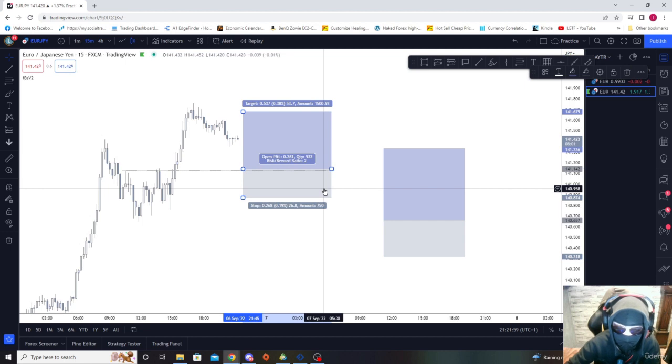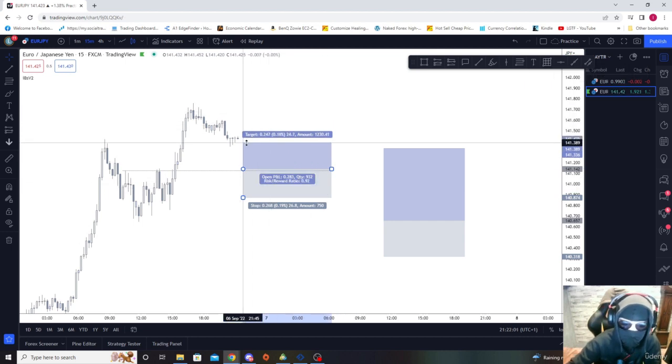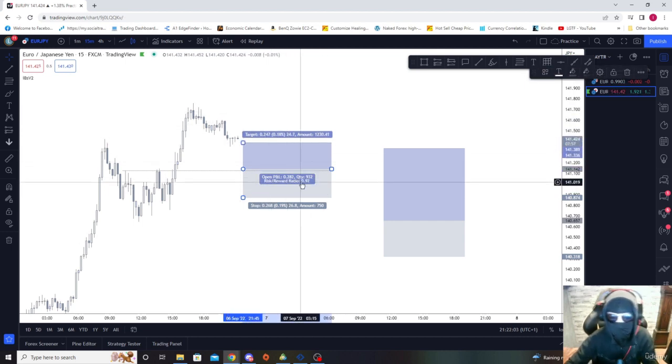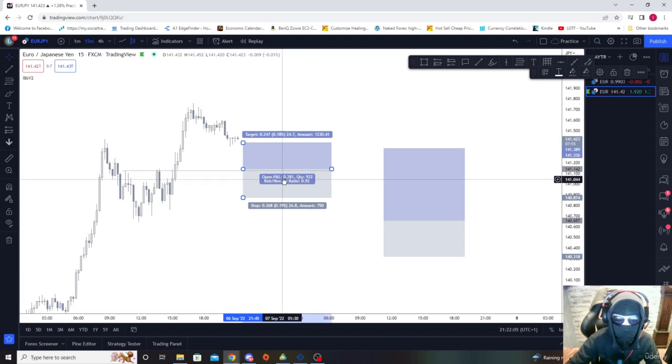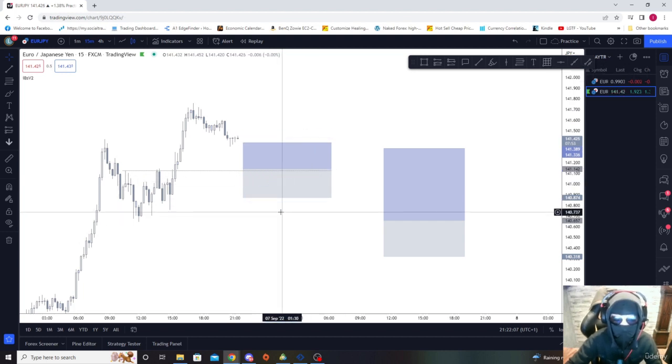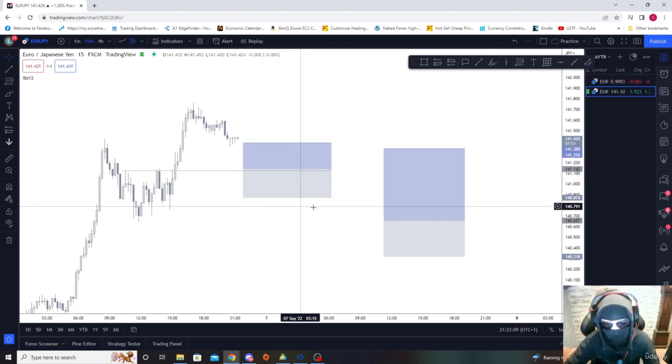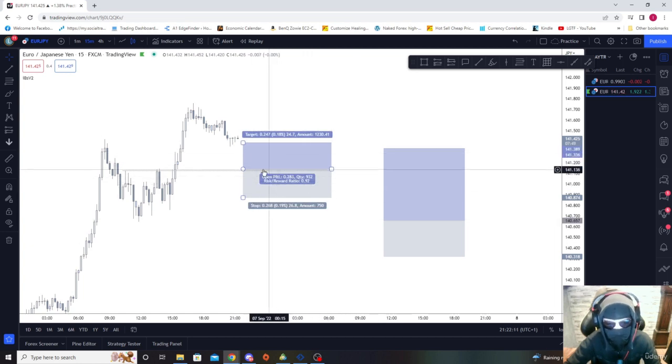You don't want to have a number like this, right, where your take profit is a lower number than your stop loss, because that means if you lose a trade, you'll have to win more than one trade to gain that loss back.